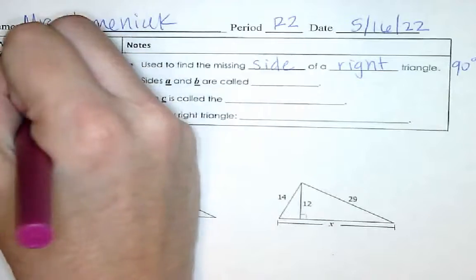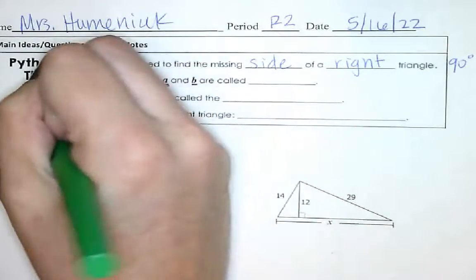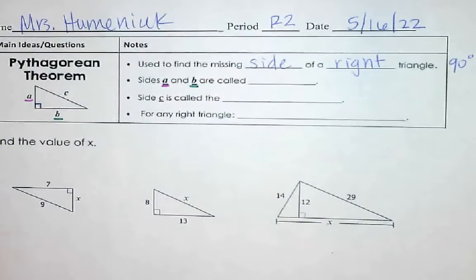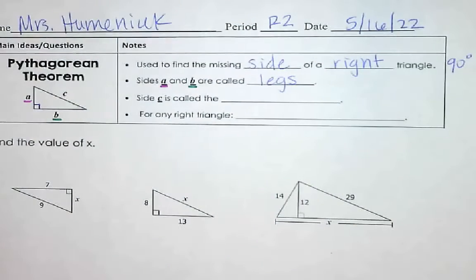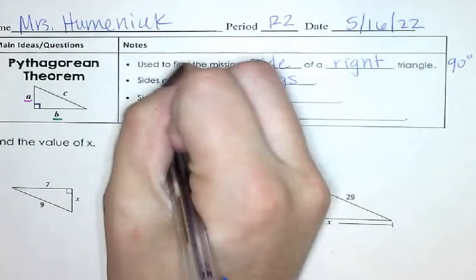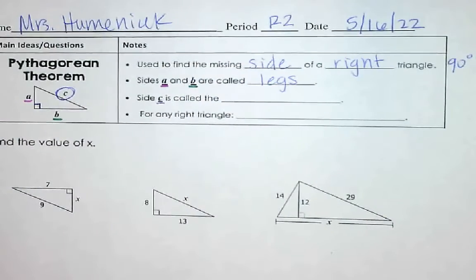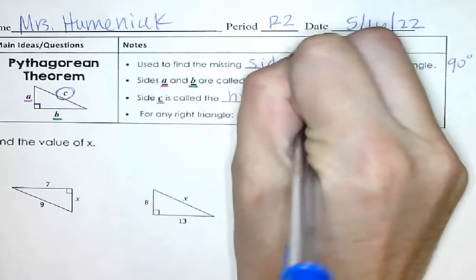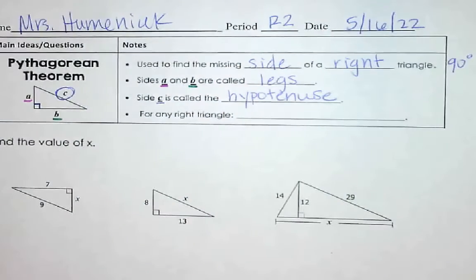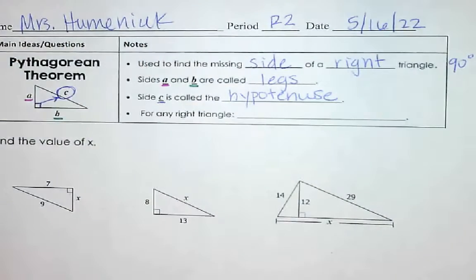And sides A, I'm going to do that in my lovely little pink color here, and B are called the legs of your triangle, all right? Those are your legs. And then side C here, does anybody know what we call side C? Hypotenuse, yes.